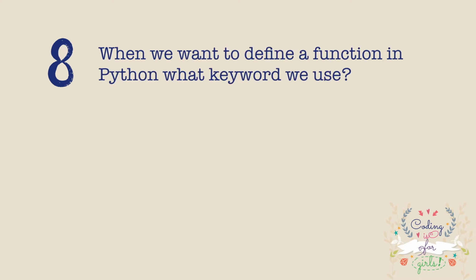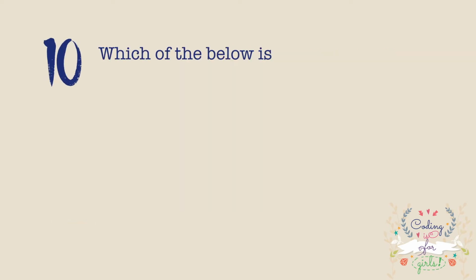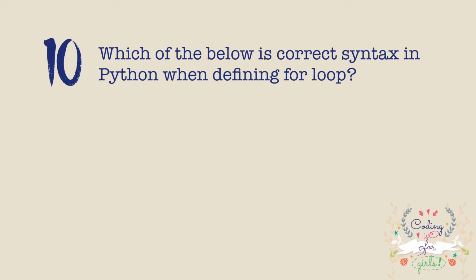Question number 8. When we want to define a function in Python, what keyword do we use? 1. func. 2. function. 3. var. 4. def. Question number 9. Which from below is not a correct Boolean operator in Python? 1. AND. 2. XOR. 3. OR. 4. NOT. And the last question is which of the below is correct syntax in Python when defining a for loop?